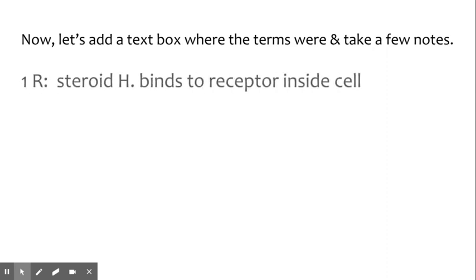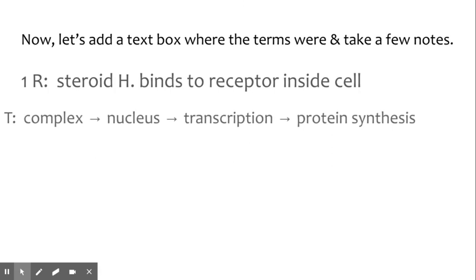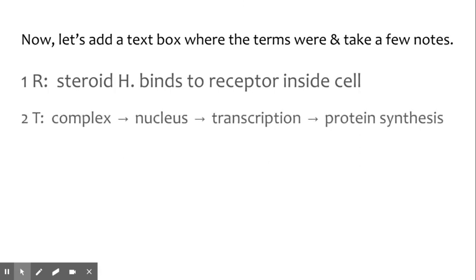So the reception is the steroid hormone binds to a receptor inside the cell. It's an intracellular receptor. So those two things are going to form the hormone receptor complex. It's going to migrate to the nucleus, initiate transcription, which is going to lead to protein synthesis. And the response is going to be gene expression.